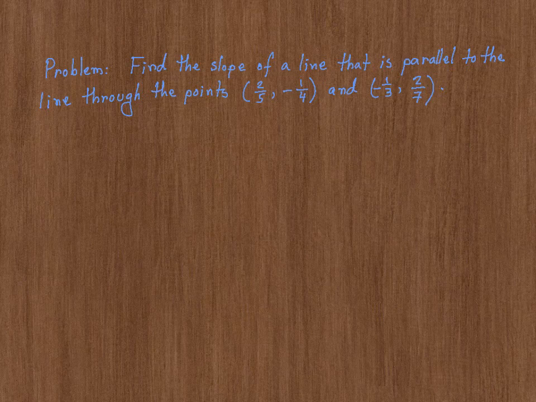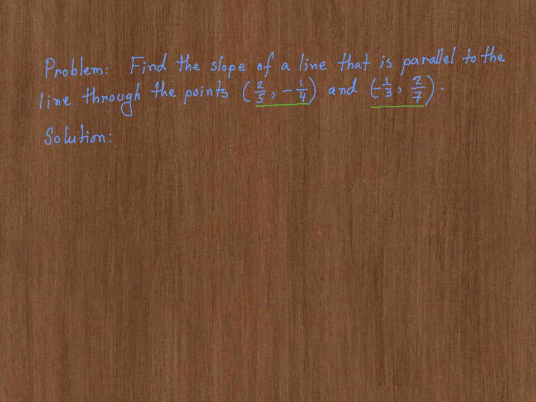In this video, we are going to find the slope of a straight line that is going to be parallel to the slope of a line that goes through this point and this point. This is rather an easy problem.